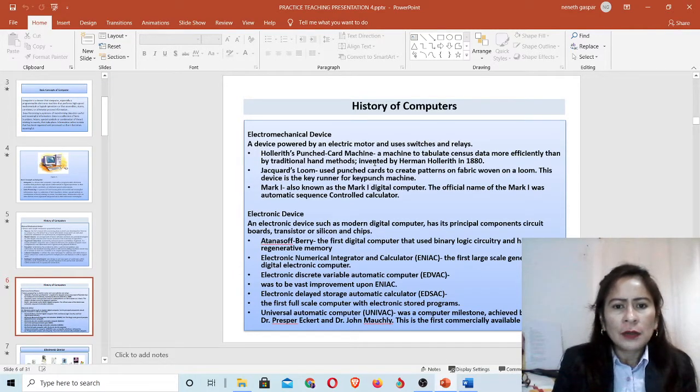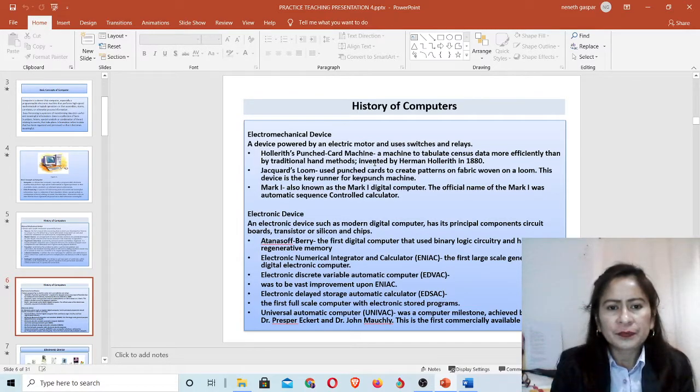Jacquard loom, which used punch cards to create a pattern on fabric woven on a loom. This device is the keypunch machine. Mark I, also known as the Mark I digital computer. The official name of the Mark I was Automatic Sequence Controlled Calculator.